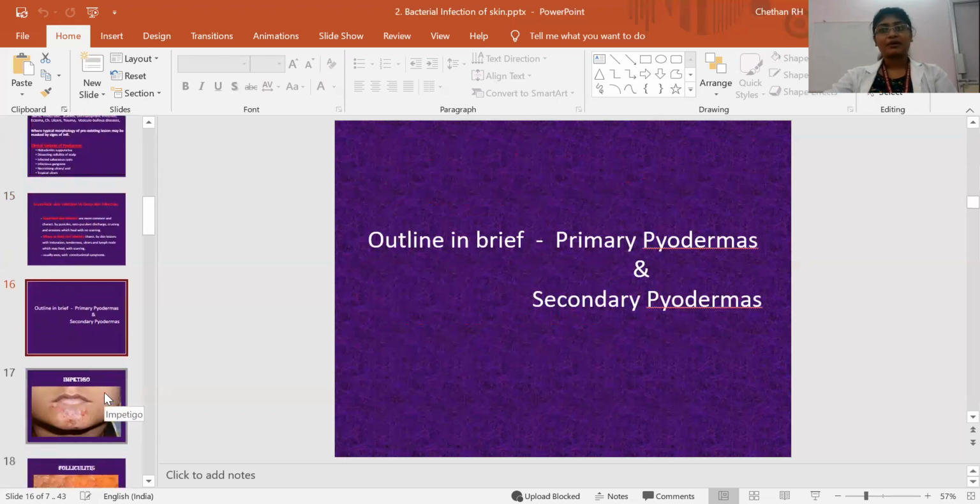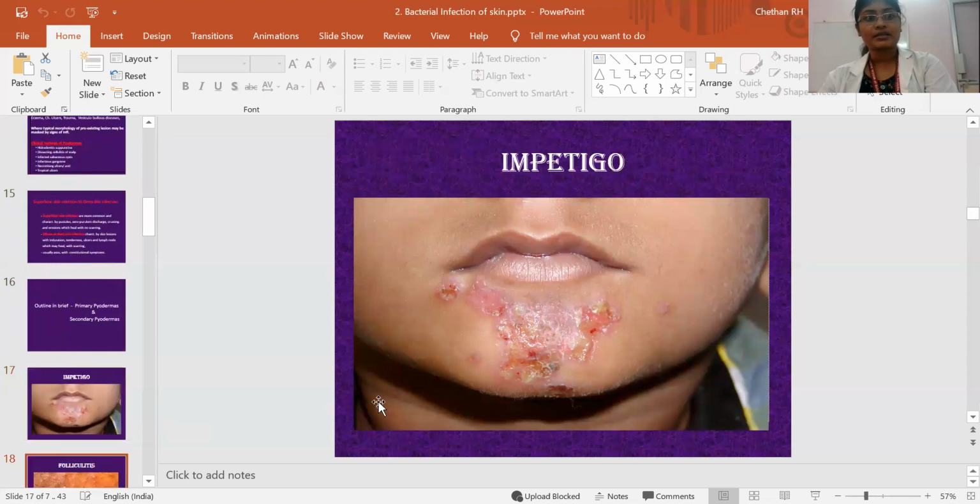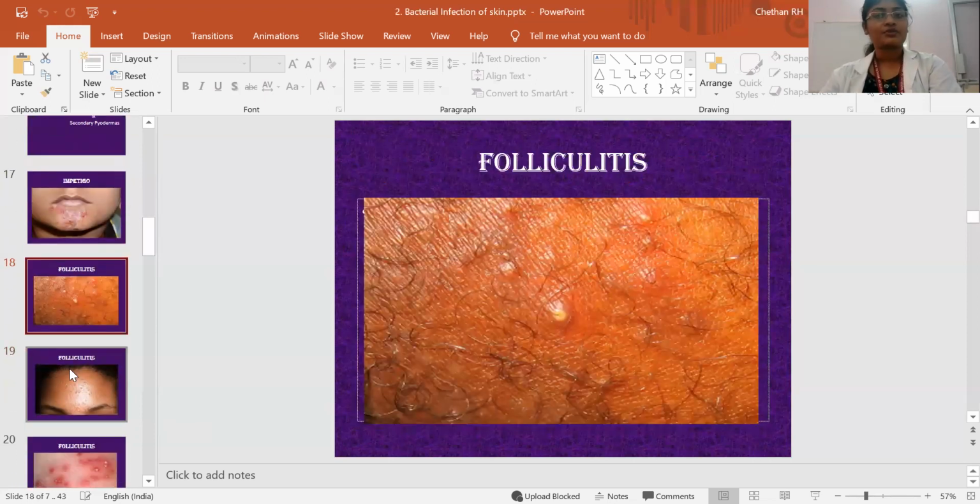Let's outline in brief the primary pyodermas and secondary pyodermas. This is the picture of impetigo. Impetigo, as I told you before, is a superficial infection which mainly affects children, and is present periorally with, you can see here, honey colored crust. These are the honey colored dried up exudates. Whenever you see this type of patient in your OPD, you can tell that it is impetigo. And in folliculitis, you can see there is a pustule present in a single hair follicle.